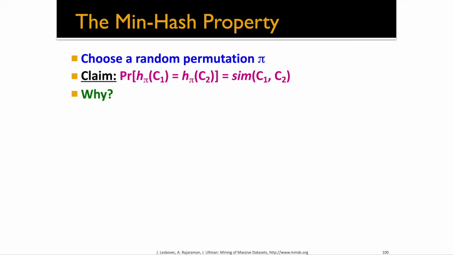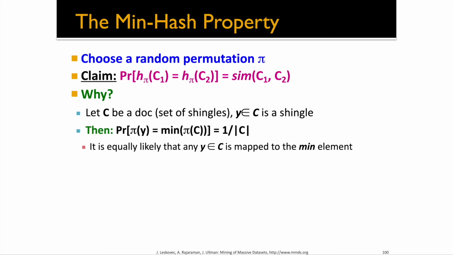This claim is called the MinHash property. What we say here is that the probability of two documents hashing to the same value should be equal to the Jaccard similarity between those two documents. So let's go through the proof for why this is. We let C be some document, which is a collection of shingles. Y is a particular shingle in this document.